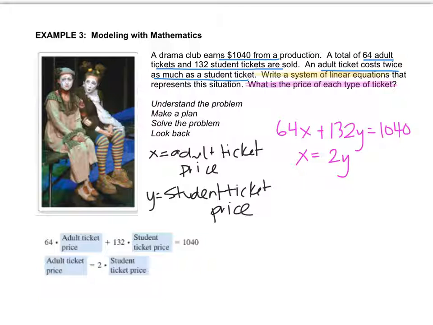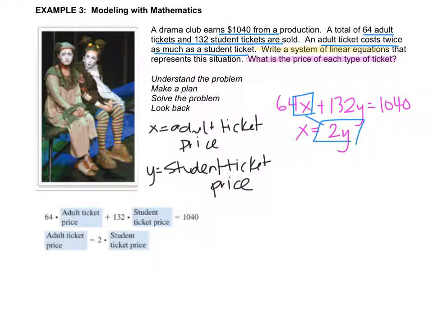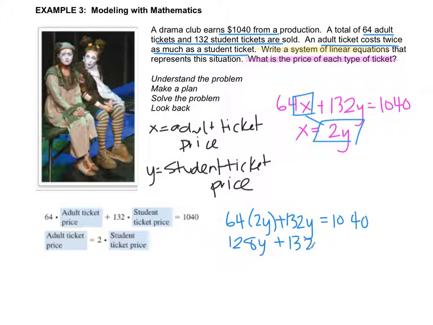So what I can do is I can take 2y and plug it in right here in the spot for x, because wherever I see an x, I can put 2y. So let's do that. 64 times 2y plus 132y equals 1040. That gives me 128y plus 132y. And now I just have to add. That is 128 plus 132 is 260.